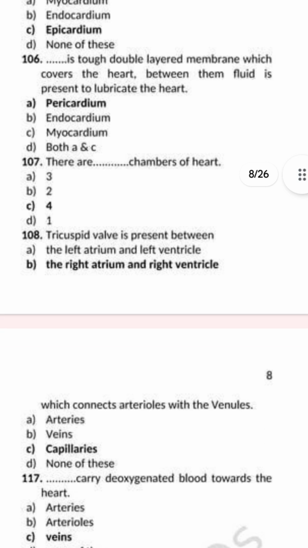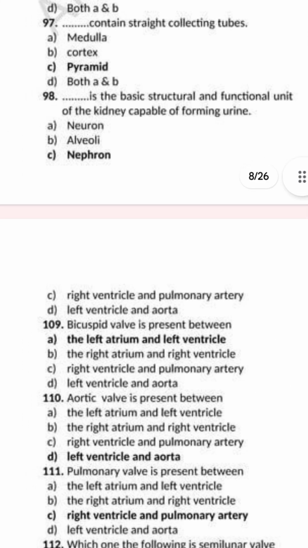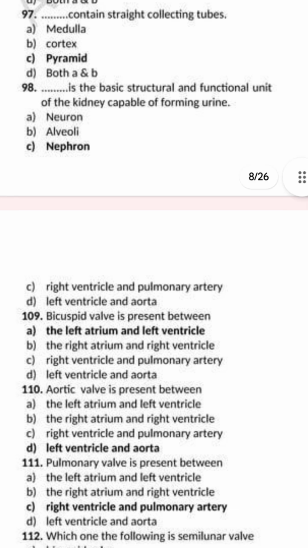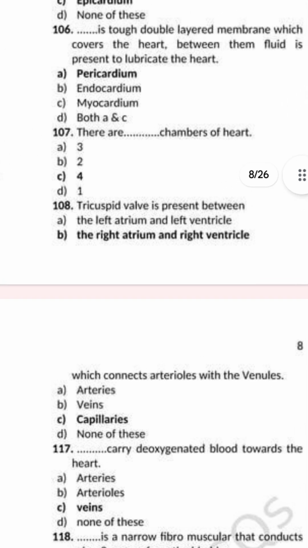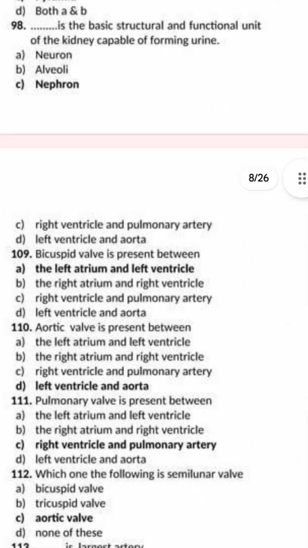Then tricuspid valve is present between the left atrium and left ventricle, the right atrium and right ventricle, right ventricle and pulmonary artery, left ventricle and aorta. The answer is the right atrium and right ventricle. Then next question, bicuspid valve is present between the left atrium and left ventricle, the right atrium and right ventricle, and pulmonary artery, left ventricle and aorta. The answer is the left atrium and left ventricle.